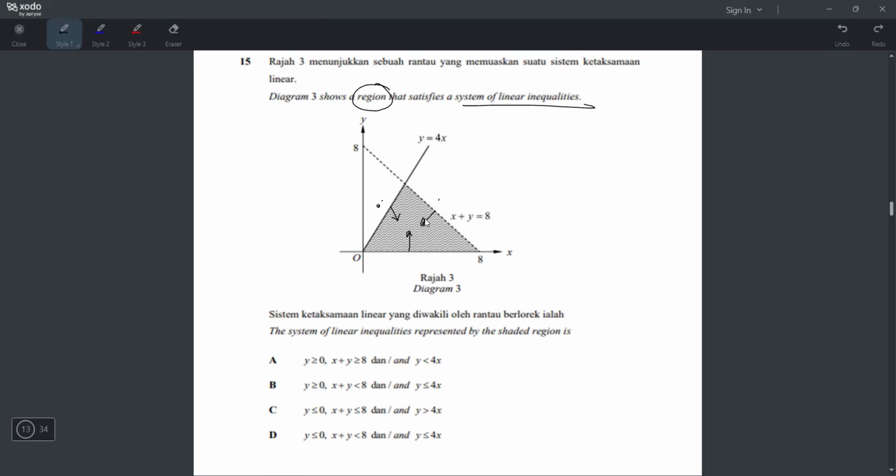Okay, but let's look at the answer here, because I already know this line has to be smaller, right? And we already have the equation. So later it will be y smaller than 4x. But since this is a solid line, you have to put the line below, like this.